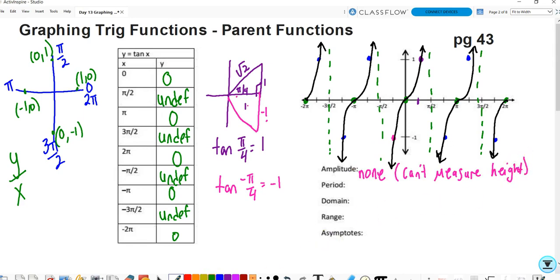For the period, we want to know how often does this repeat. This length from negative pi over 2 to pi over 2, that's between those asymptotes, is one full pattern of this curve. So from here to here is the period. And that length would be pi, because we got half pi and another half pi. So together that's pi. Domain, I'm going to come back to that one. It's a little trickier. The range now, because we go up forever and down forever, is all real numbers.